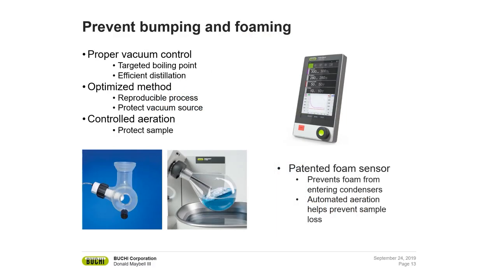So the best way to optimize the process is by automating your process. To prevent bumping and foaming, the bumping part, having good vacuum control is extremely important.